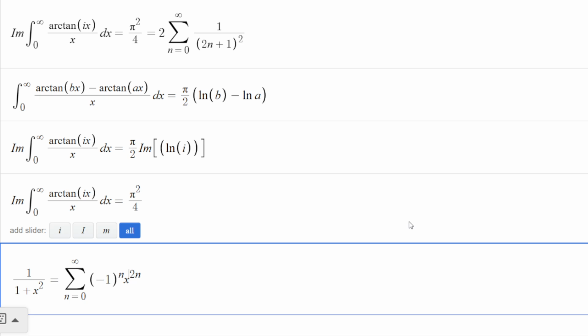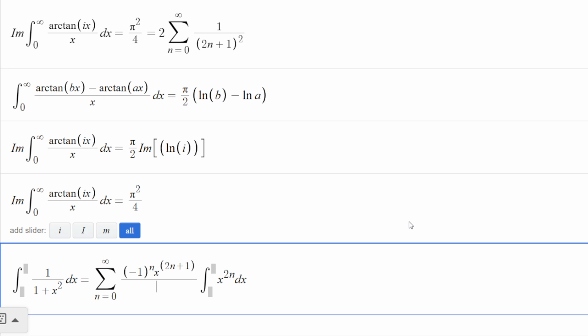Okay, great. Well, let's anti-differentiate both sides with respect to x. We can do that. dx, and then integrate dx. Now, we can switch the integration and summation notations there, and then we can bring out this negative 1 to the n. Anti-differentiating this is going to give us x to the 2n plus 1 over 2n plus 1 plus c. Now we need these to match up.